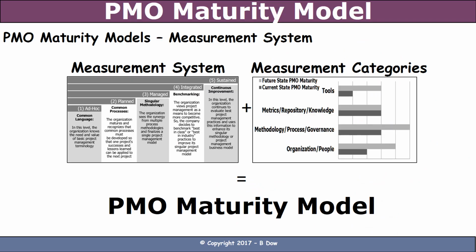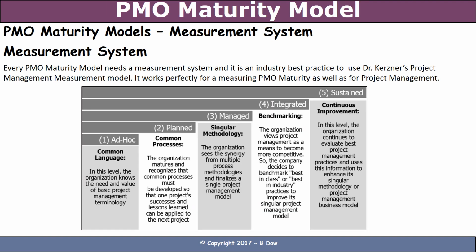So what does a model look like? Well, there's really 2 major components to a model. There's a measurement system and measurement categories. When you marry those two together, you get a PMO maturity model. It's that simple. Measurement system plus measurement categories equals a PMO maturity model. Make sense? Yeah, it's really that simple. So let's break these down.